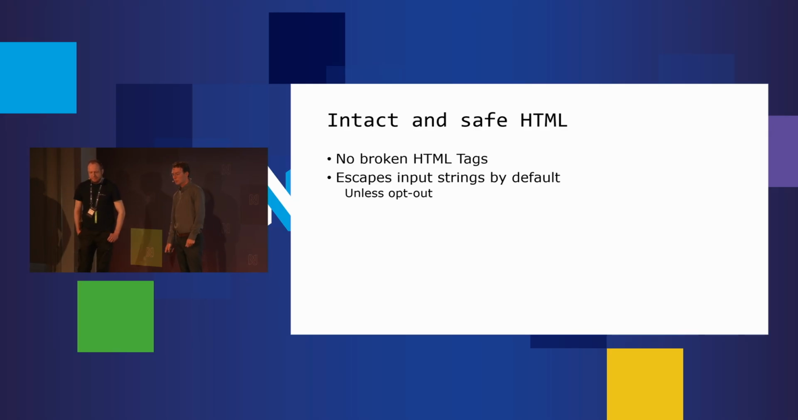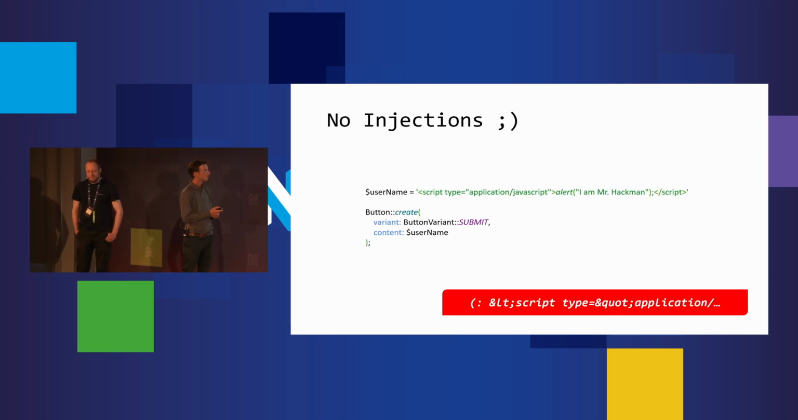Last but not least, we have with CPX always intact and safe HTML. There are no broken HTML tags because it's parsed, and we escape user input by default, though you can choose to opt out. Let me demonstrate that. Here we have a funny username. Does that look familiar to you? And when we create a button, we are safe and sound. And without any of our doing, it will be escaped as we require it to be.